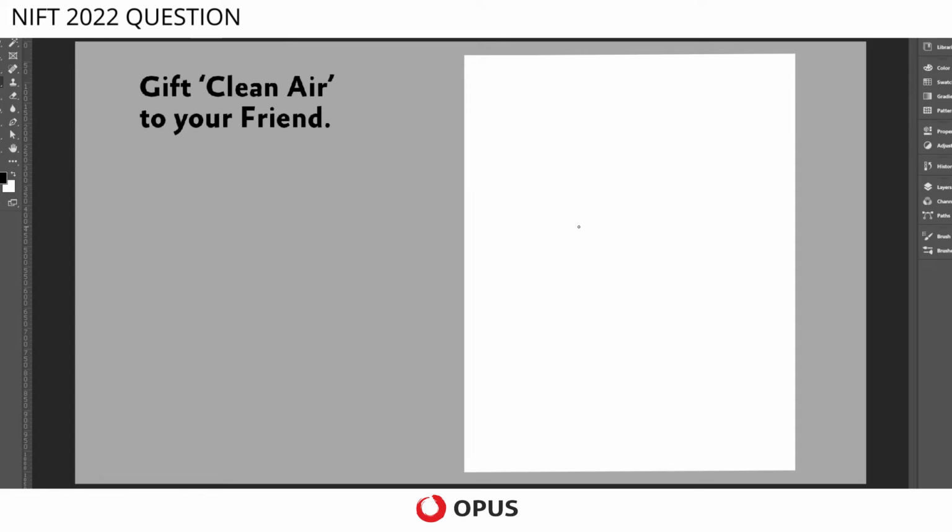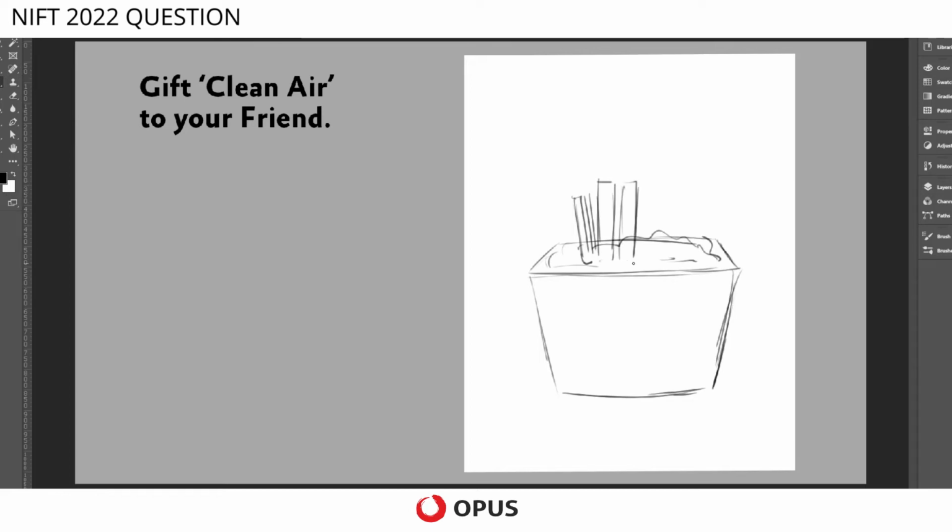So let's start. Suppose we create a small pot here in which there can be certain mud, and here certain plants which are good for indoor purposes can be drawn, and then you can add the leaves.